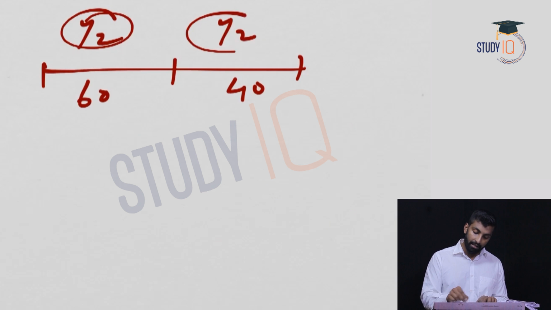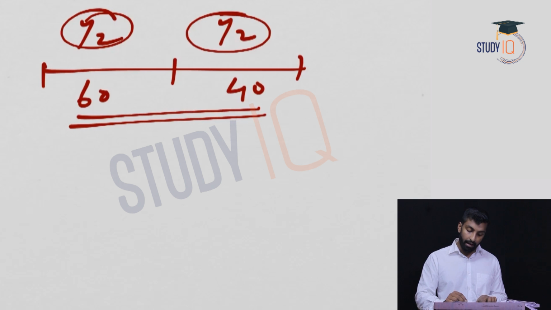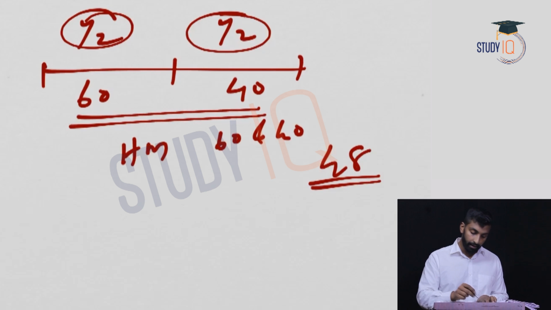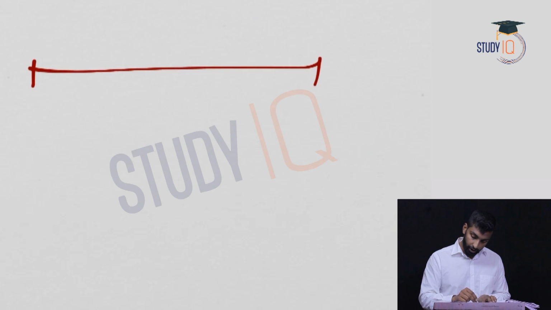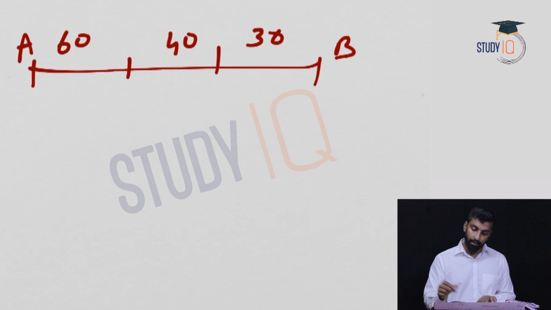Even here also, first half and second half means distance is same. So you just need to take the harmonic mean of 60 and 40. Right? That is nothing but 48, not 50. Or they can ask you like this. You need to travel from A to B. First 1 by 3rd 60, second 1 by 3rd 40, third 1 by 3rd 30.